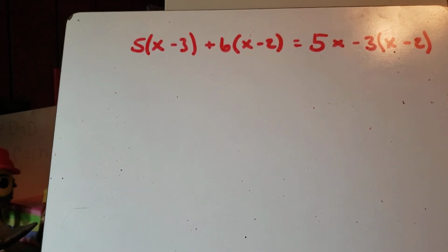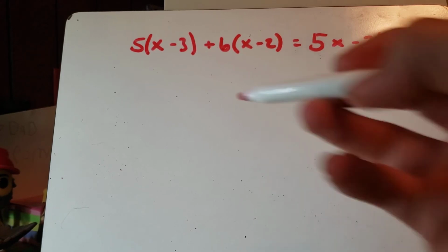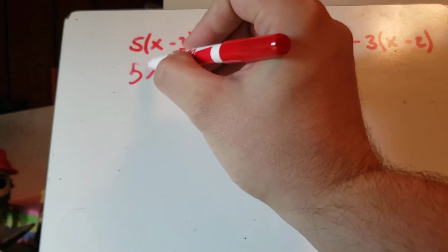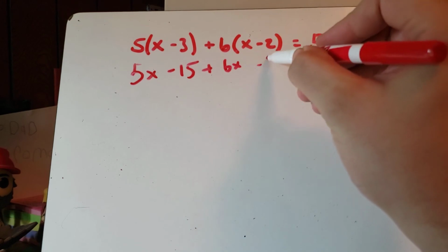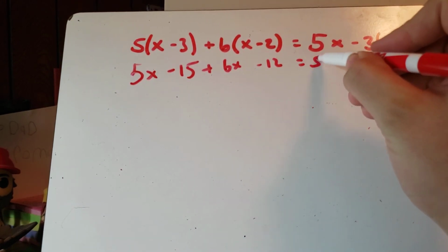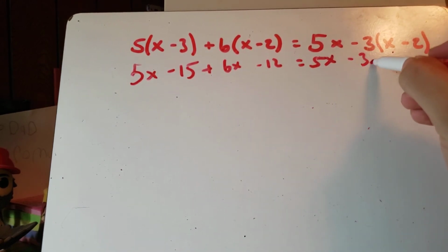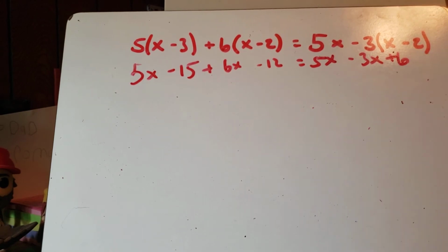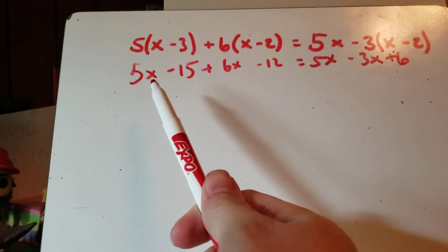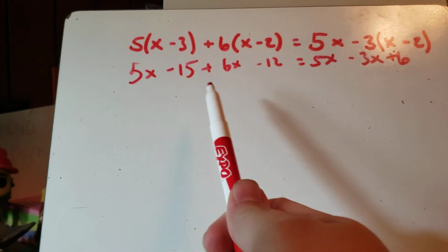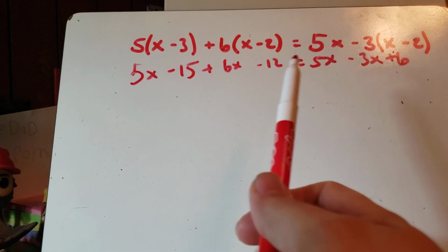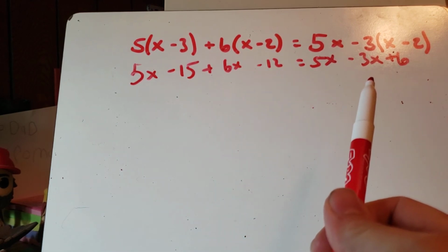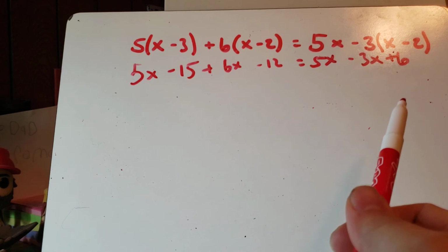We're going to start once again with distribution. We want to get our distribution out of the way. So let's do that. We're going to get 5x minus 15 plus 6x minus 12 equals 5x minus 3x plus 6, right? 5 times x is 5x. 5 times negative 3 is negative 15. 6 times x is 6x. 6 times negative 2 is negative 12. And negative 3 times x is negative 3x. Negative 3 times negative 2 is 6.